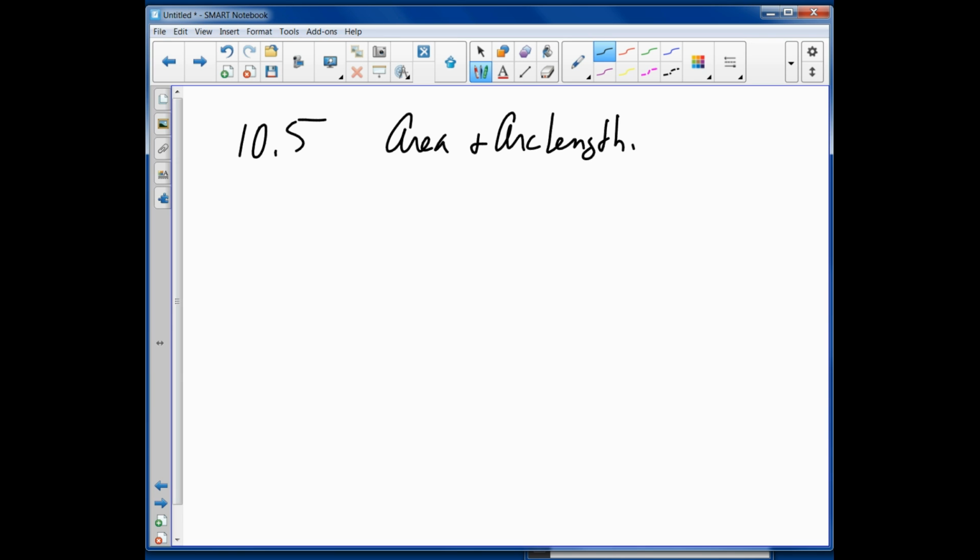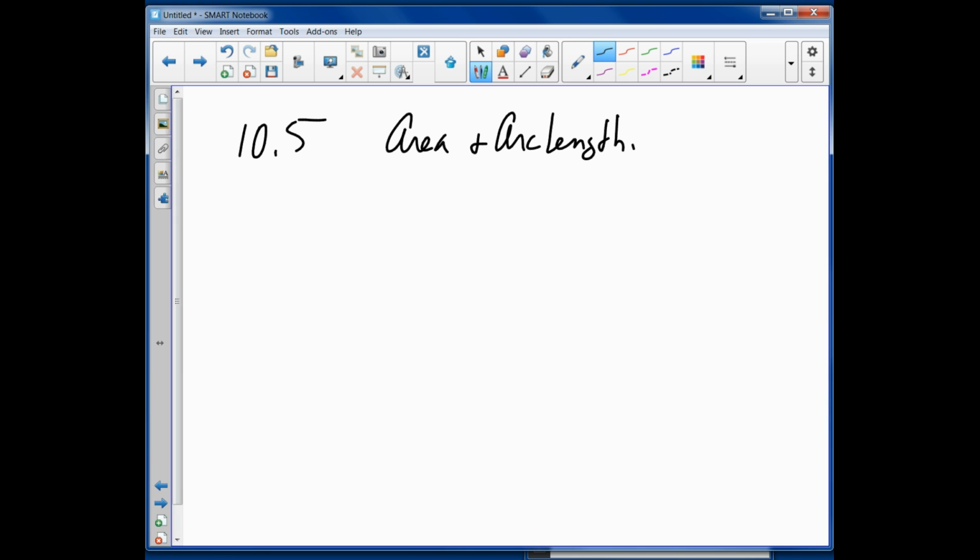Generally, they're not going to ask you just to sketch a polar coordinate. Okay, you'll probably have to find a derivative or a slope at a point. You've got that, but then you've also got area and arc length. Luckily, we have some pretty simple formulas for area and arc length.